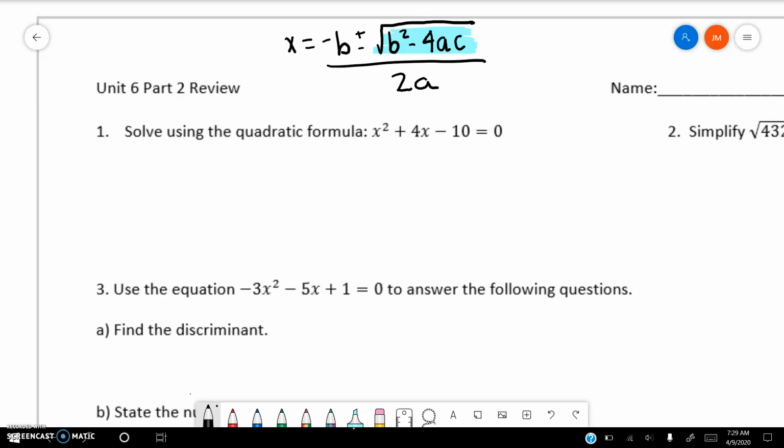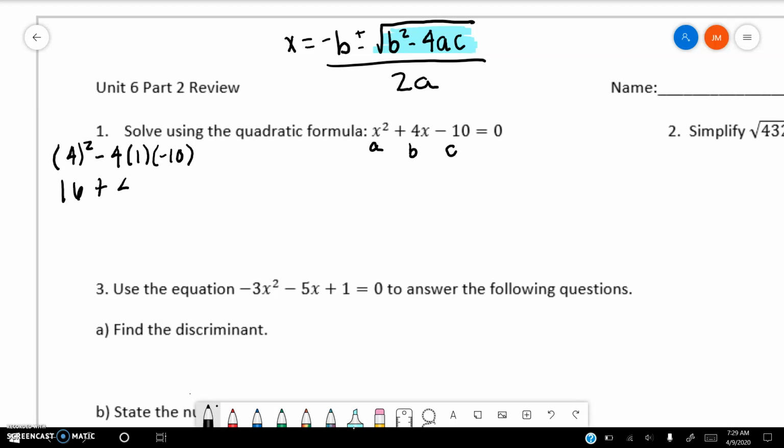So we have our a value, which is 1, b is 4, and then c is negative 10. And we can start off right away doing this because our equation is equal to 0. So for your discriminant, you have 4 squared minus 4 times 1 times negative 10. So this is going to give you 16 plus 40, which means your discriminant is 56. Looking at this, since our discriminant is a positive number, we should have 2 answers when we do the quadratic formula.